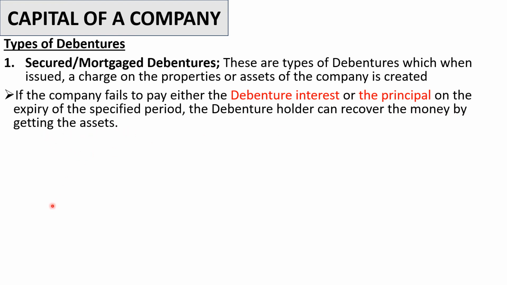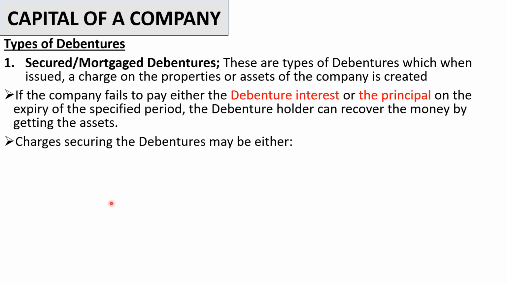Now this charge on the properties or assets of the company is of two types. It may either be a specific or fixed charge or a floating charge. So what do these two mean?